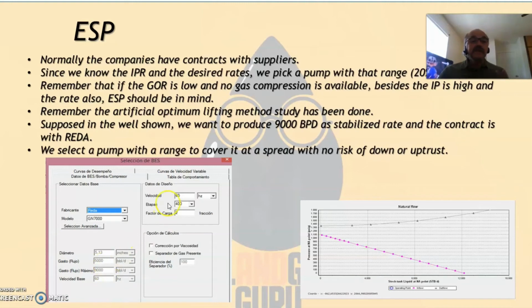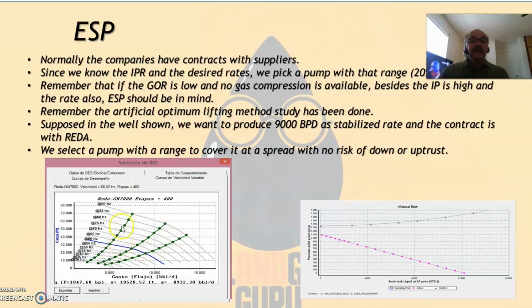And we set the speed of the pump around 60 or 55 hertz, so that, like here, we have room to move in case we want to produce less or more, according to the results of the water cut, whatever we decide, and we want a pump with that range, right?